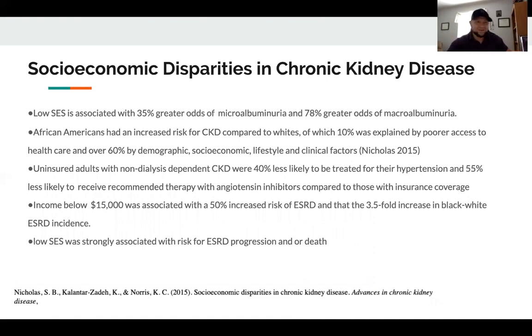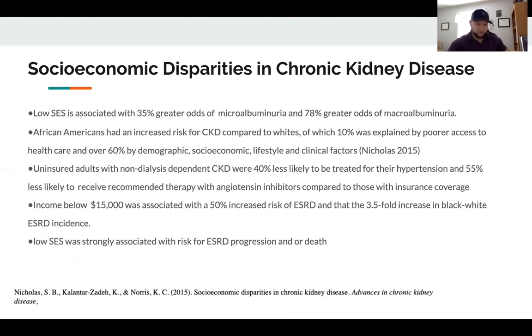Next slide. So socioeconomic disparities in chronic kidney disease. So we know that low socioeconomic status is 35% greater odds of developing microalbuminuria, about 78% greater odds of macroalbuminuria, and African Americans had an increased risk of CKD compared to whites, of which 10% was explained by poor access to healthcare and over 60% by demographic, socioeconomic, lifestyle, and clinical factors.